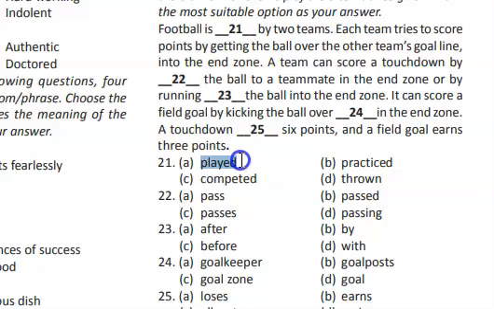Each team tries to score points by getting the ball over the other team's goal line into the other. A team can score a touchdown by, so here by is coming, this is called environment. So by, what should be the correct answer here? By passing, because a preposition will be followed by a gerund. By passing the ball to a teammate in the end zone, or by running with the ball into the end zone, into the context. So it will be end zone.